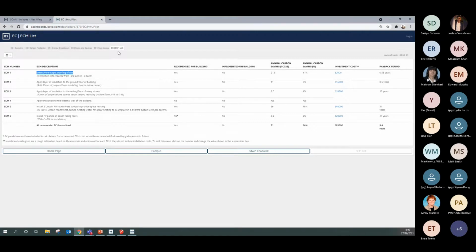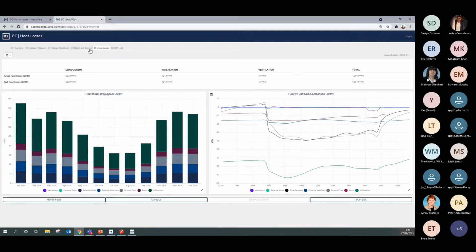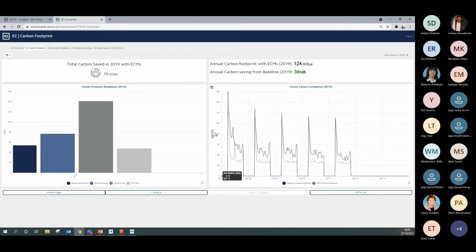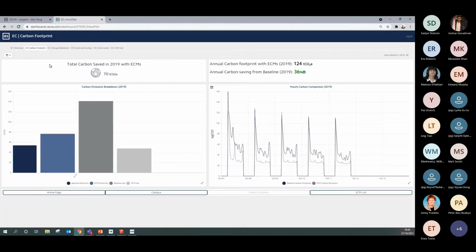We've also got some other tabs here that show specific things like energy and carbon. Those can be maintained based on live data. Our iScan platform is connected to here, so you have real data coming into iScan and it connects into your dashboards. These can be continually and automatically updated based on the real data coming in.